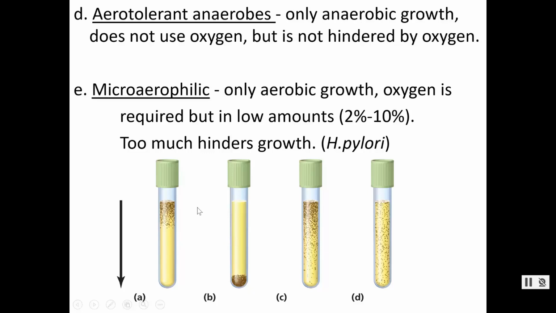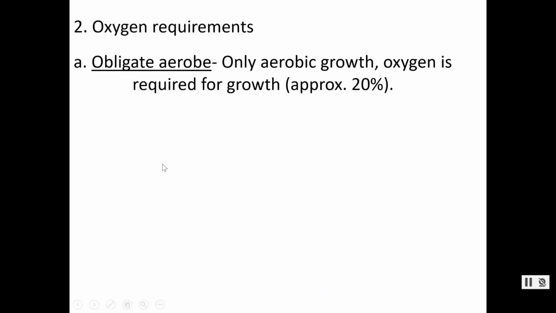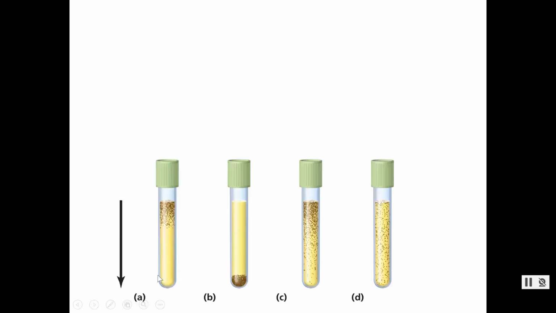Okay, so how'd you do on that one? Let's check ourselves here. Here we see growth patterns where we have lots of organisms growing at the top and nothing here at the bottom. What did you label that one? That one is an obligate aerobe. Only aerobic growth, oxygen is required, and we need a good bit of oxygen, right? That 20%. So you can see in those tubes that you don't get growth at these low levels.